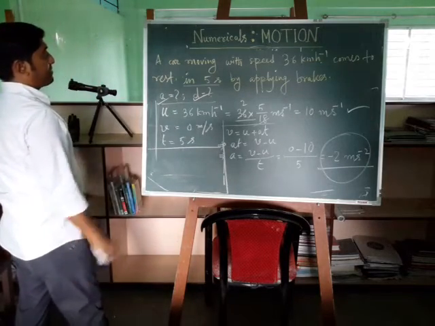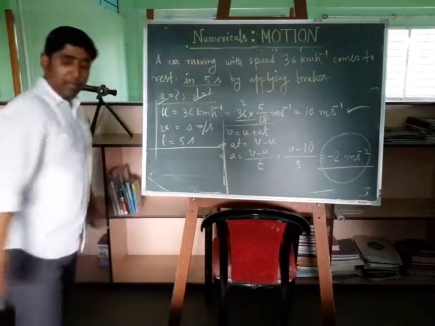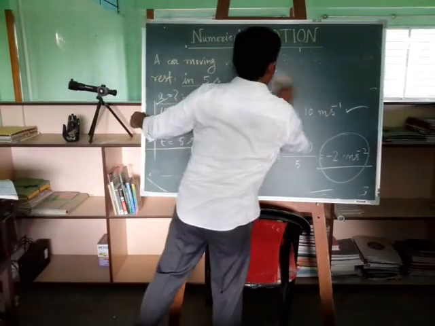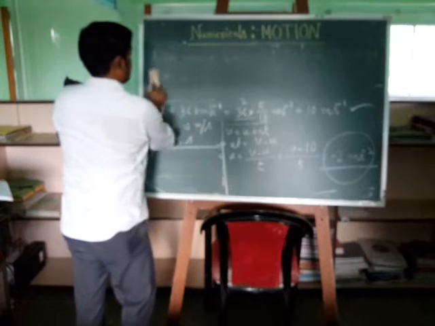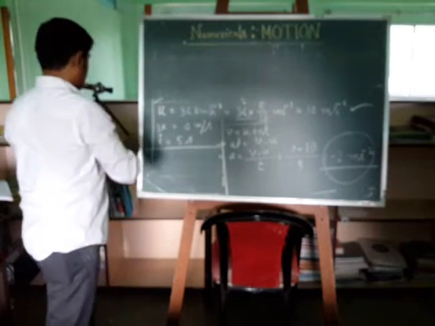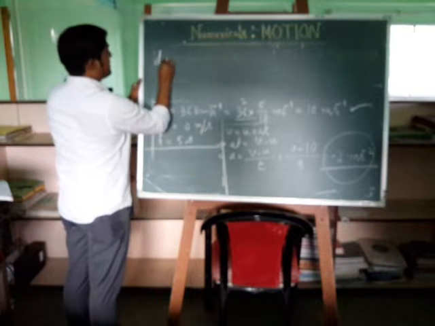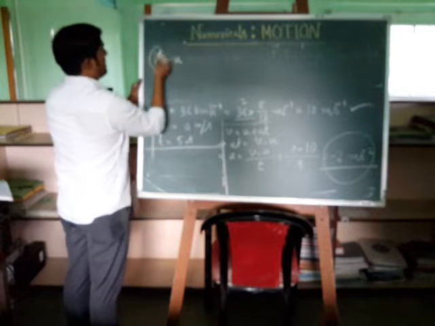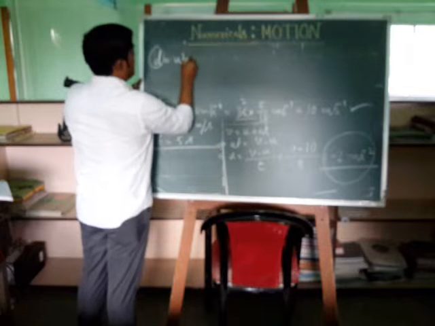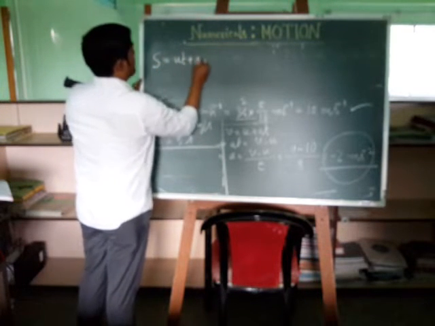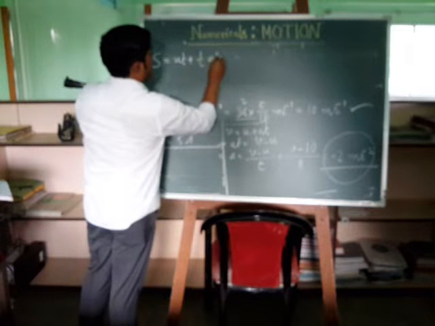Okay, let me rub the upper part, so that we have some space. What is the distance covered? Alright, distance d or s, that is d is what? Let me write it s because we are familiar with this notation. s equals ut plus half at square.